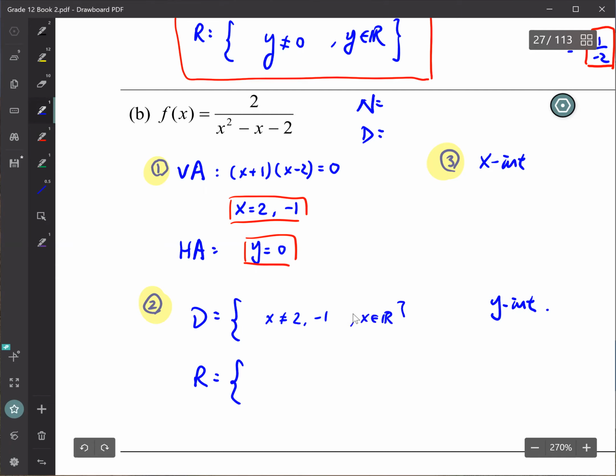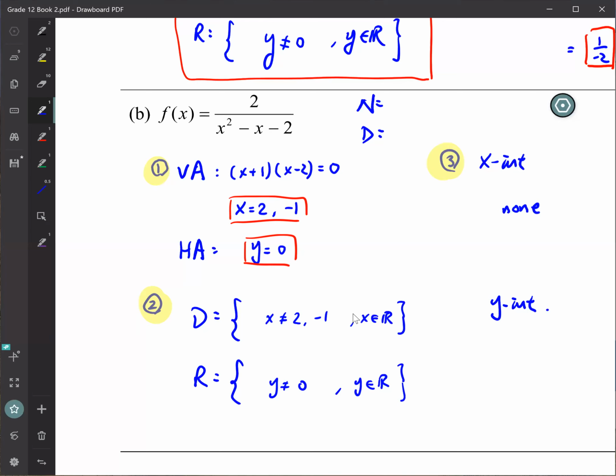But it can be everything else, right? Cannot be 0, but y can be anything else. Okay, x-intercept. Donna, what's your x-intercept? No x-intercept. Yep, so this one, none. Very good. And Samantha, do you have the y-intercept?